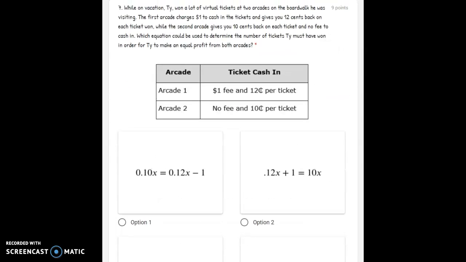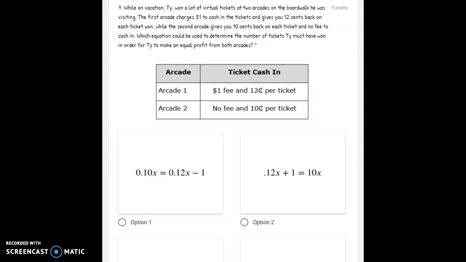Question number 7. While on vacation, Ty won a lot of virtual tickets at 2 arcades on the boardwalk he was visiting. The first arcade charges $1 to cash in the ticket and gives you 12 cents back on each ticket you won, while the second arcade gives you 10 cents back on each ticket and no fee to cash in. Which equation could be used to determine the number of tickets Ty must have won in order for Ty to make an equal profit from both arcades?